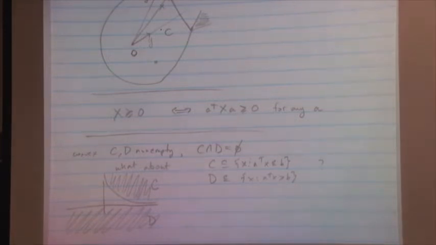Yeah. So would that mean that they have to have non-empty intersecting boundaries? In this case, they do. Yeah.